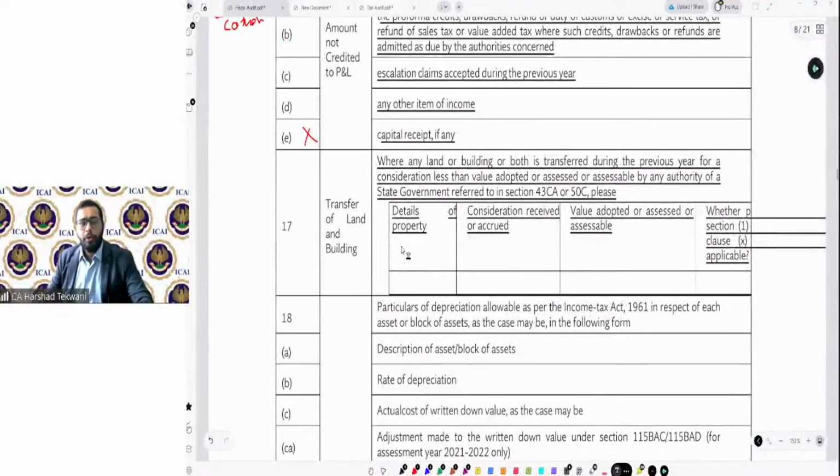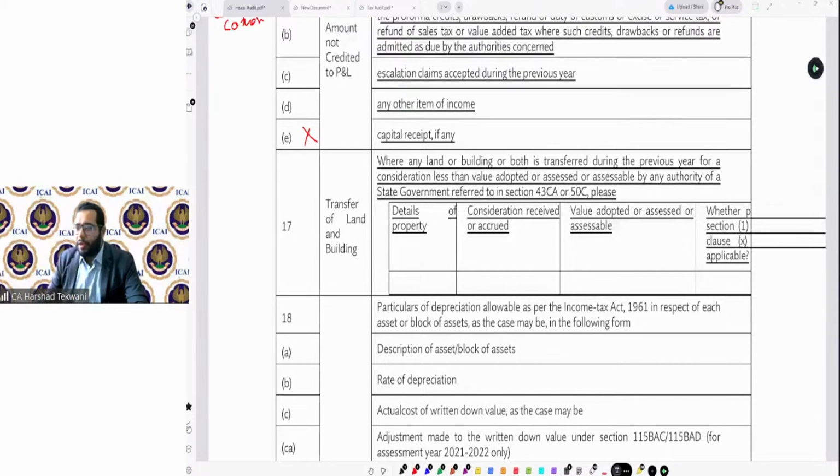So in case I'm transferring any property for a value less than the value adopted, the stamp duty value by an authority, in that case I need to write the relevant sections, 43CA and 50C of the Income Tax Act. Accordingly, I need to report the consideration received, value adopted, the difference, and which section it is.